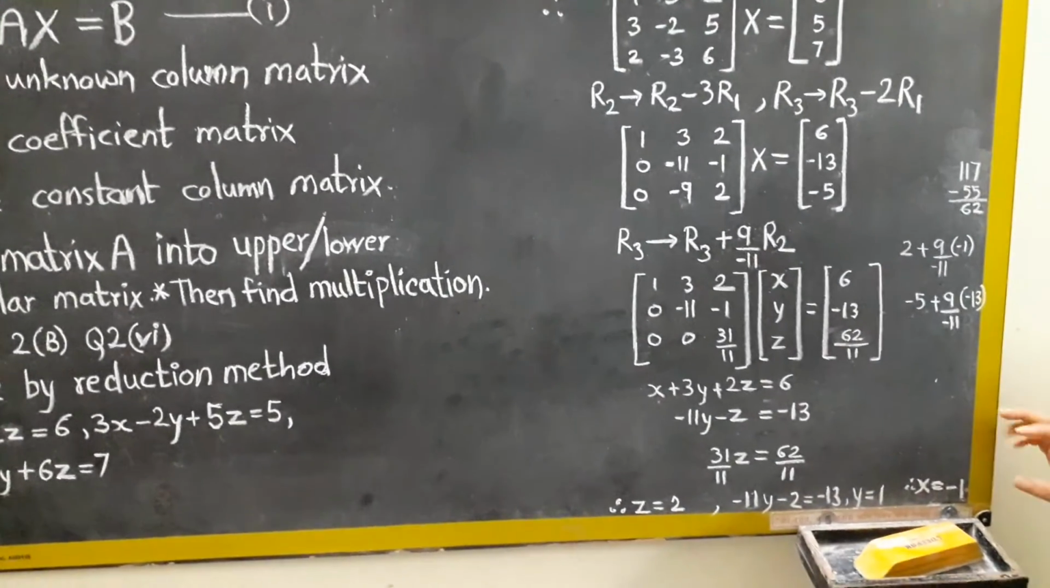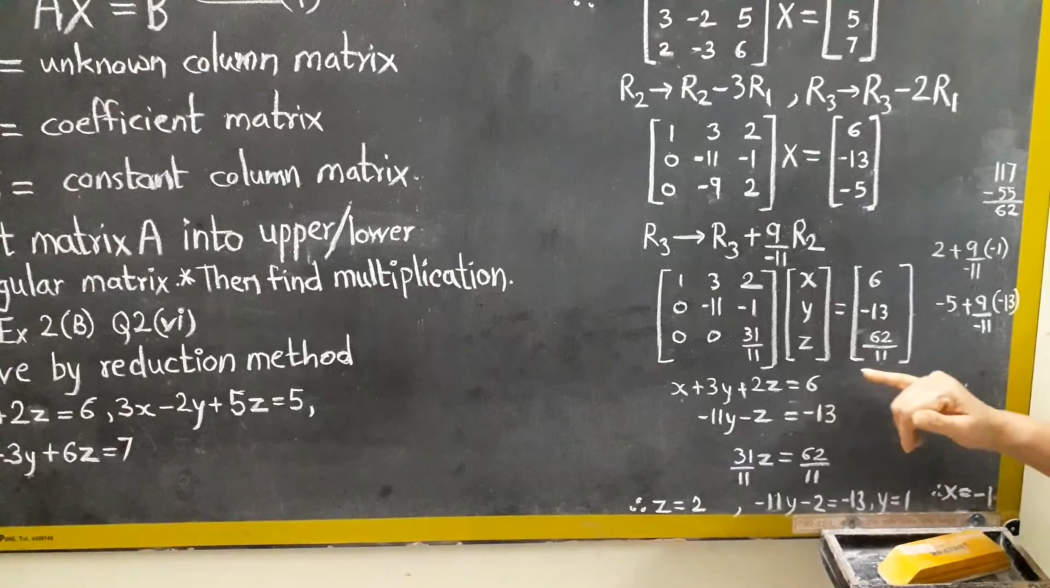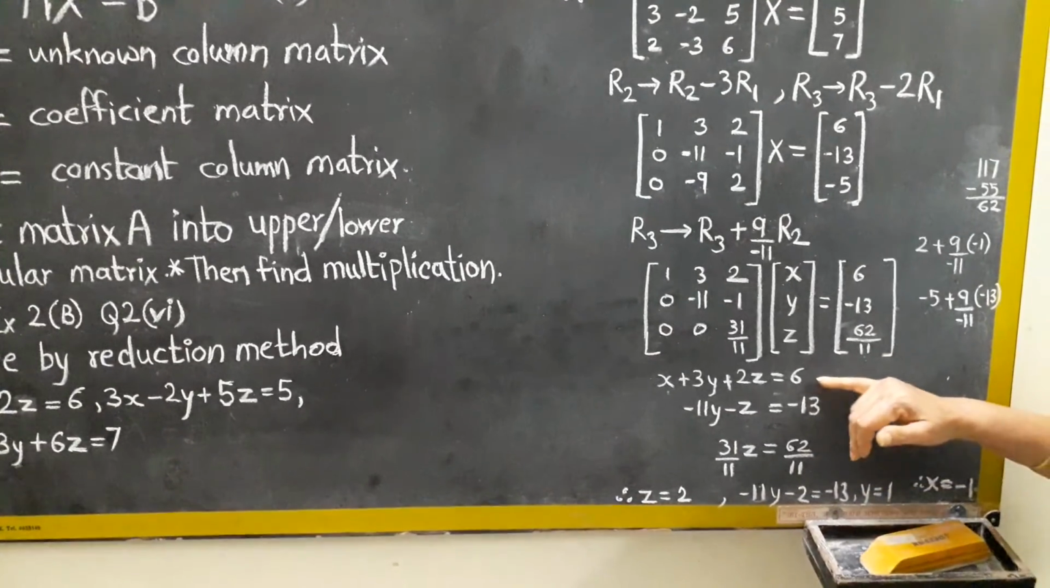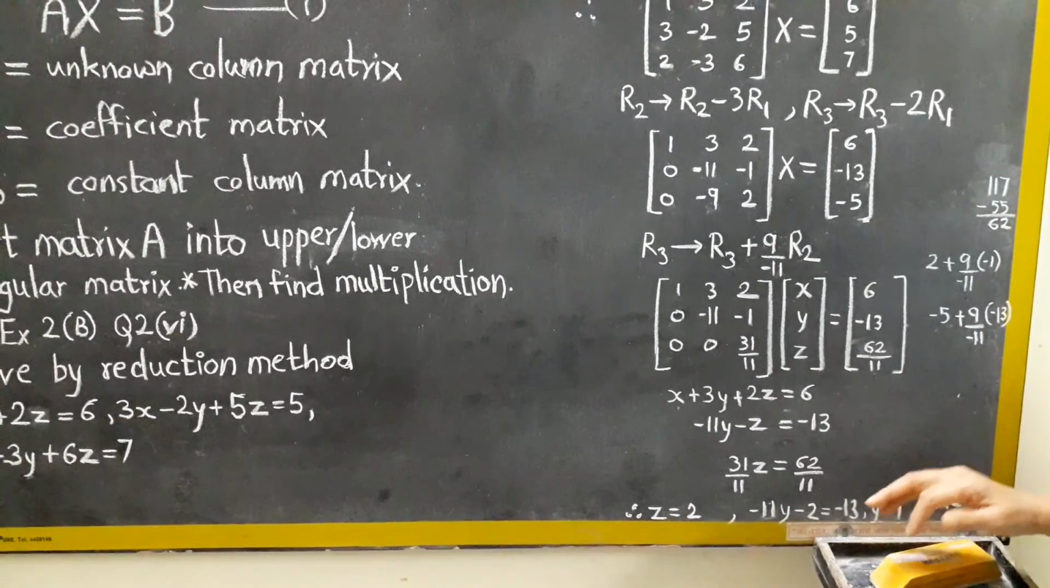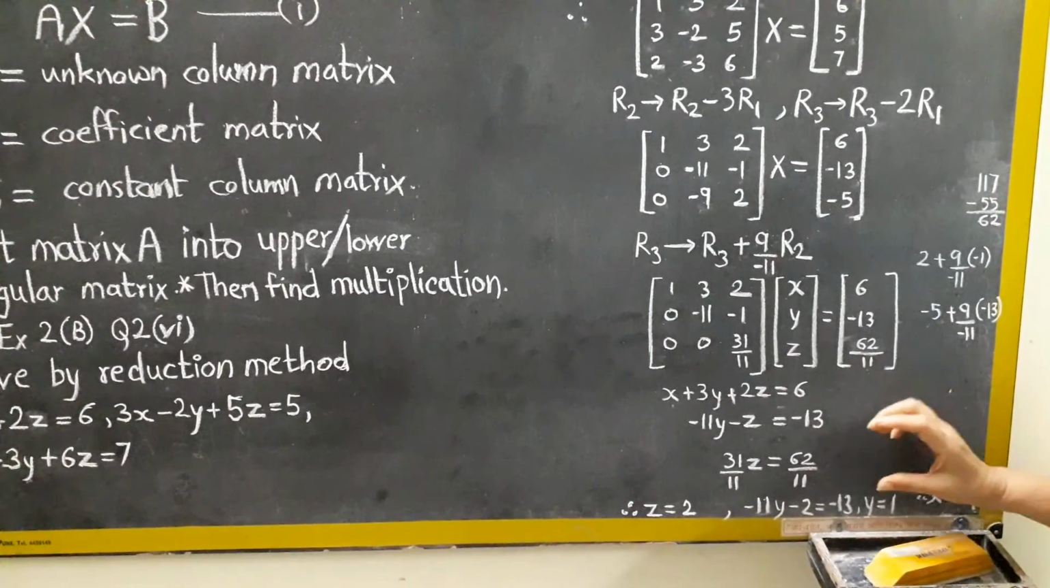So this is known as a reduction method, and why it is called a reduction method is we just reduce the number of variables in that case.